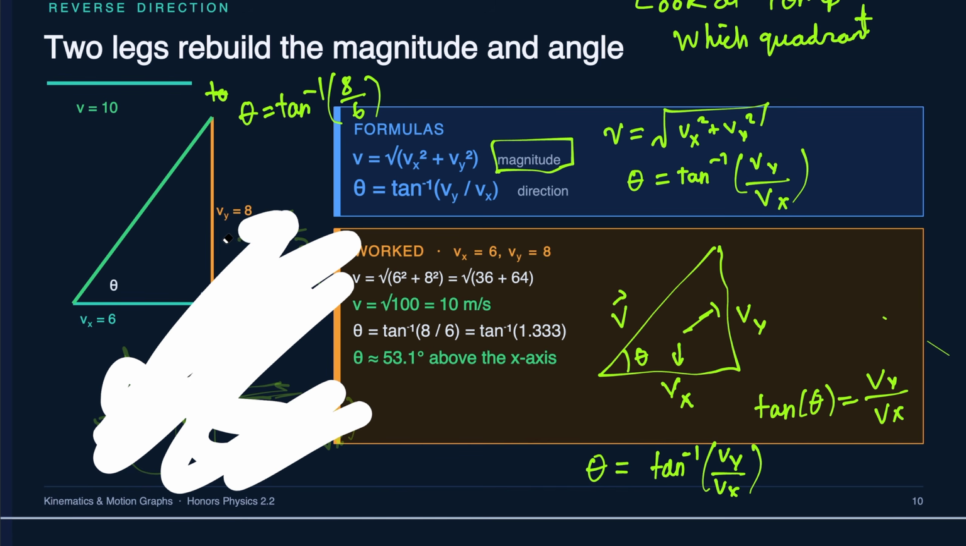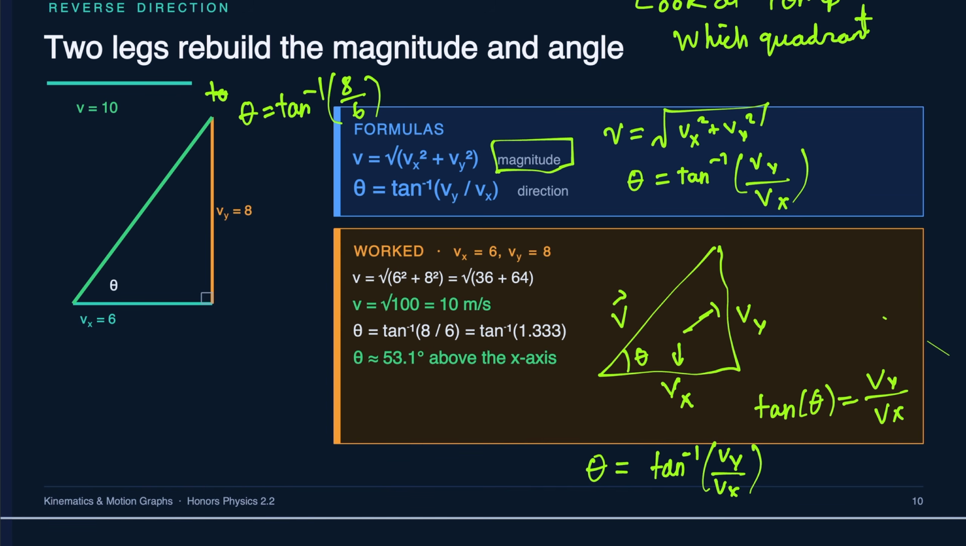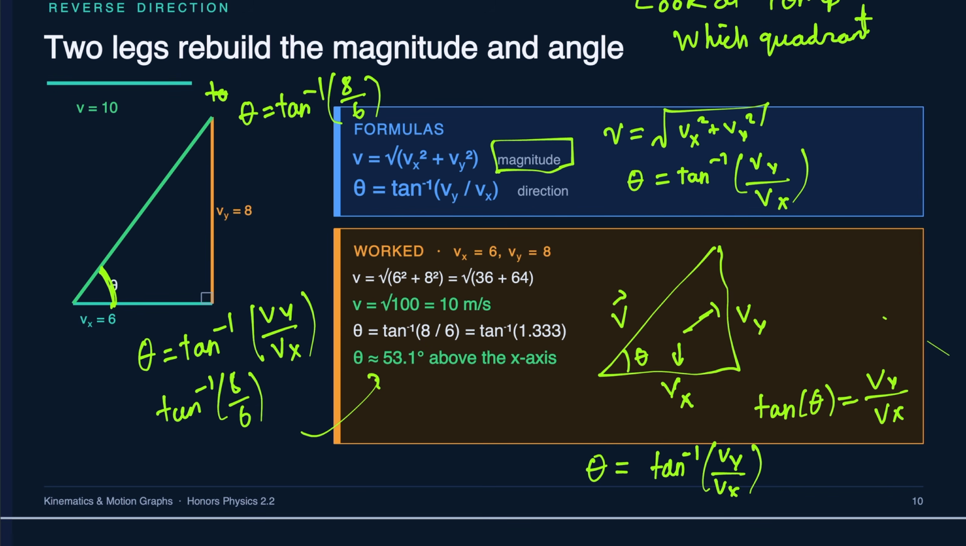Now, let's have some practice. If you have this theta degree that we don't know, we have to find that out, right? How would I find the angle of this? Well, theta is equal to arctangent Vy over Vx. So it's arctangent of 8 over 6. And with your calculator, you know that's 53.1 degrees above the x-axis. And if you want to find the magnitude, it's the square root of Vx squared, which is 6 squared, plus Vy squared, which is 8 squared, which just gives you 10.